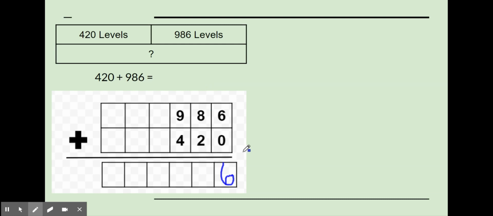8 plus 2 is 10. Carry the 1. 1 plus 9 is 10. And 10 plus 4 is 14. Remembering only one number in each place value, so we carry the 1. And then 1 plus 0 is 1. So our combined amount of levels is 1,406.